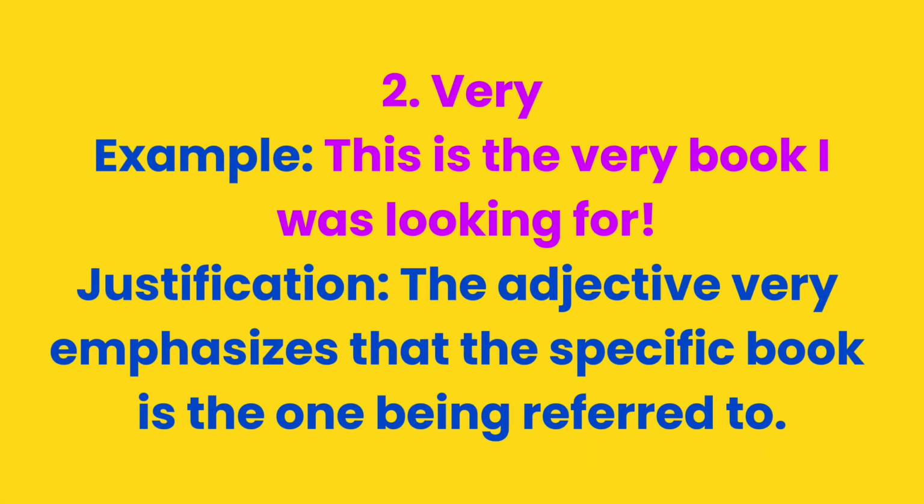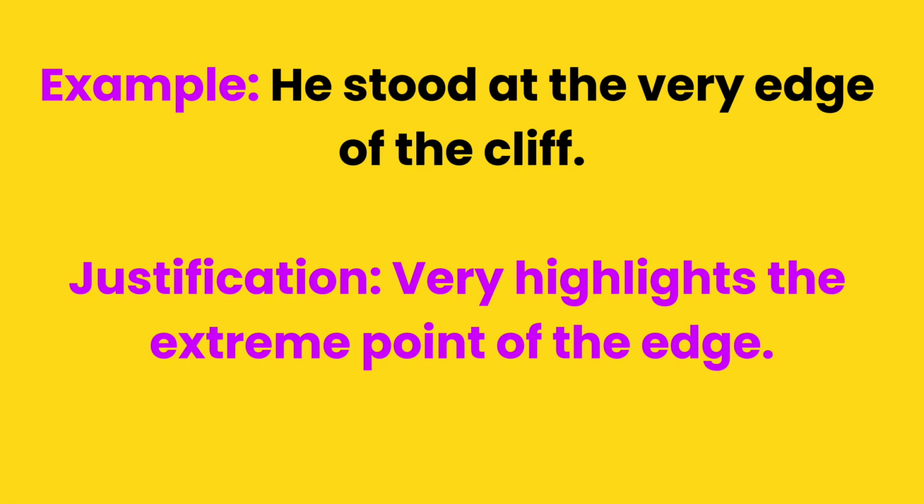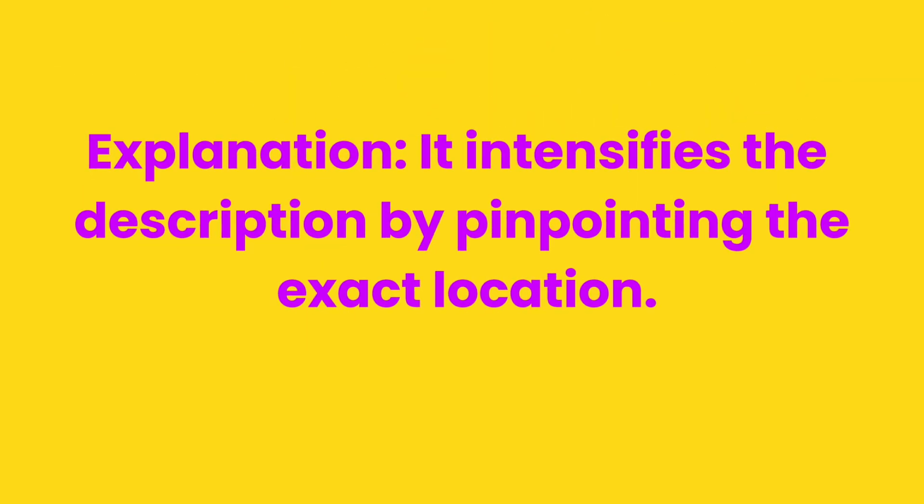2. Very. Example: this is the very book I was looking for. Justification. The adjective very emphasizes that the specific book is the one being referred to. Explanation. It stresses exactness or precision, indicating that no other book would suffice. Example: He stood at the very edge of the cliff. Justification: very highlights the extreme point of the edge. Explanation: it intensifies the description by pinpointing the exact location.